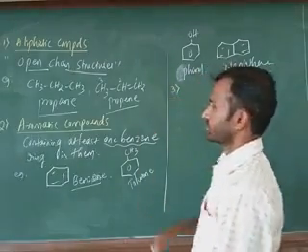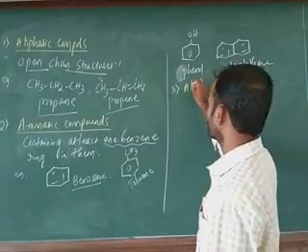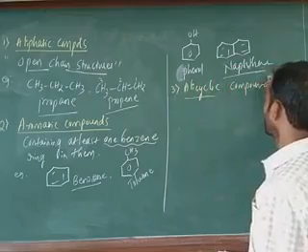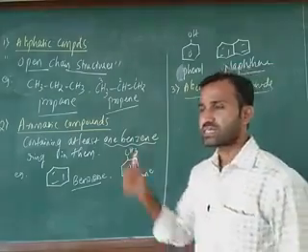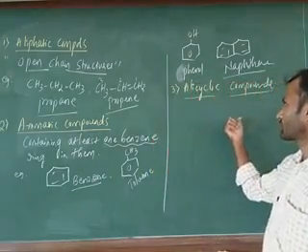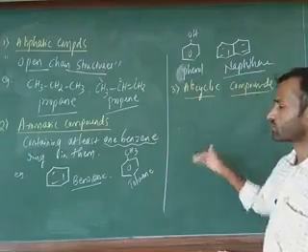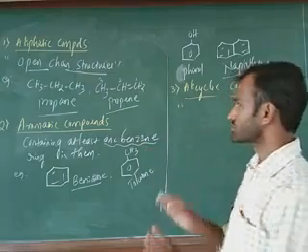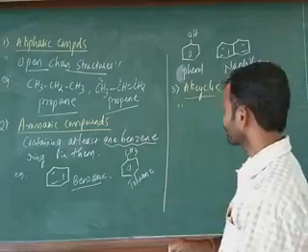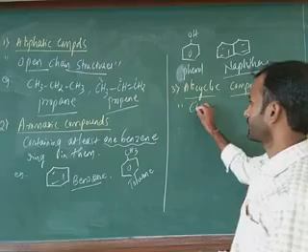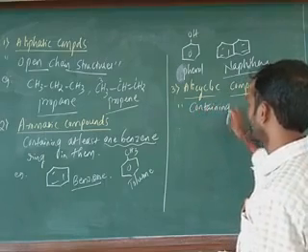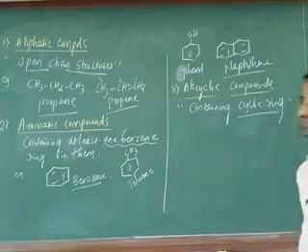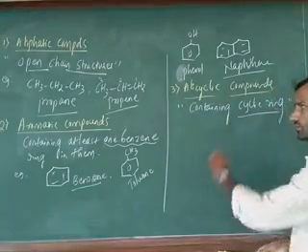Next, third one. First one is aliphatic, second one is aromatic, third one is alicyclic compounds. Alicyclic compounds are the compounds containing a ring. Most important is that it is not an aromatic ring, just a cyclic ring. Alicyclic compounds are the compounds containing a cyclic ring. That indicates alicyclic compounds.